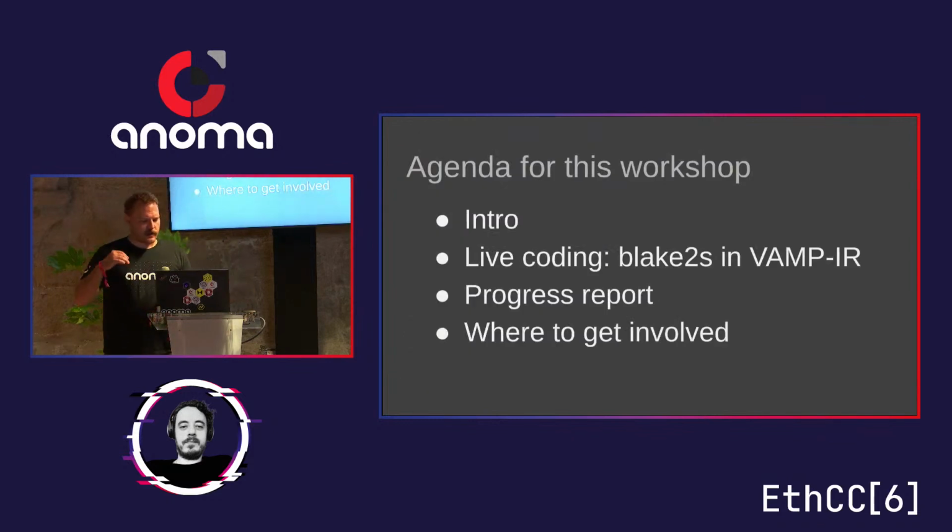So I'll give just a little bit more intro. Then we're going to be doing some live coding. We may or may not finish the live coding portion. We're going to be looking at the Blake2S hash and coding up a circuit in VampIR for Blake2S. We'll be compiling it. We'll be creating proofs and verifying our circuits as we go. If there's time left, I'll give you a little progress report about where VampIR stands now and where to go if you want to get involved.